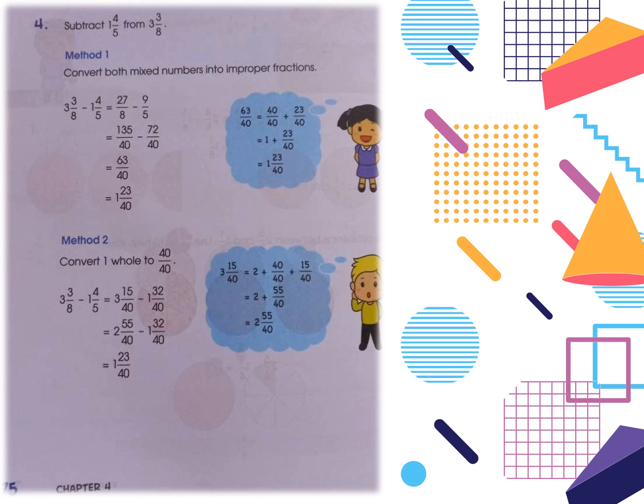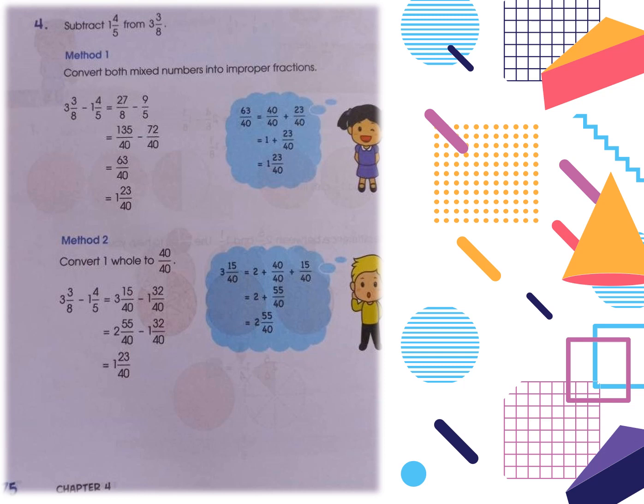Now we have the same denominator, so we simply subtract 72 from 135 and we have 63 over 40, and after converting it into a mixed number, we have 1 whole number 23 over 40. This is the first method.